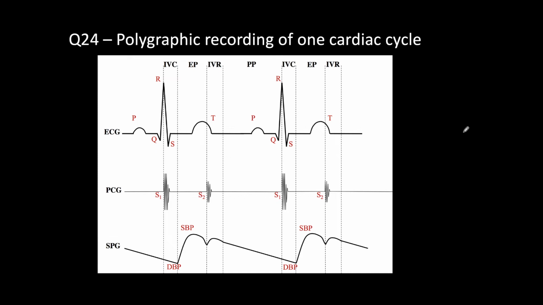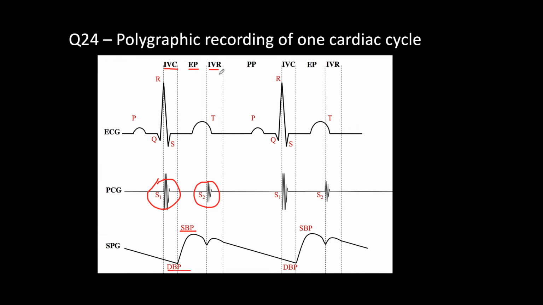It has an ECG, PQRST normally, phonocardiography, which records the heart sounds using a microphone, and a sphygmograph. This is diastolic blood pressure, systolic blood pressure. So that's what that measures. S1 is the closure of atrioventricular valves. S2 is the closure of the, sorry, the semilunar valves. And here we have isovolumic contraction, ejection phase, isovolumic relaxation.